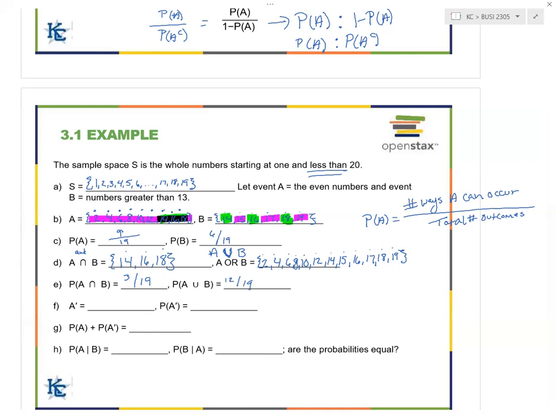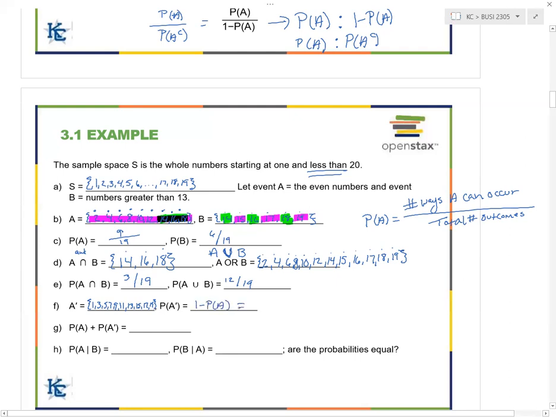A complement. So A complement is going to be everything that's not in A. So we see that A is the even numbers, so A complement is going to be the odd numbers, right? So 1, 3, 5, 7, 9, 11, 13, 15, 17, and I can fit that last one, 19. There we go. So the probability of A complement, remember, is 1 minus the probability of A.